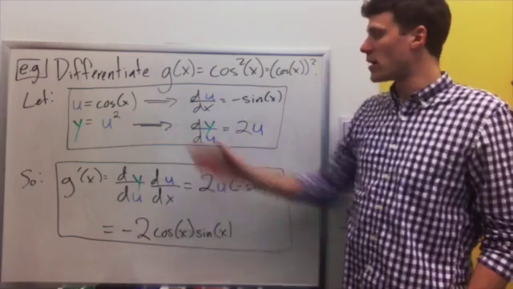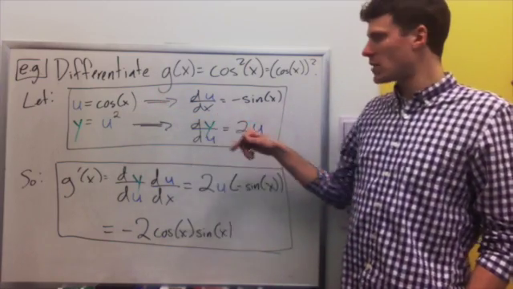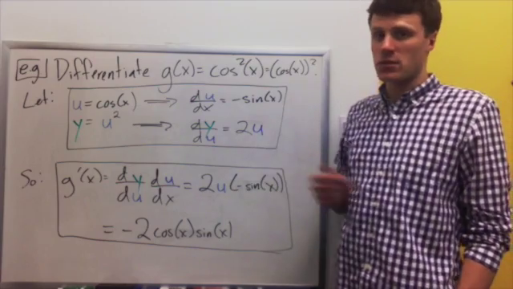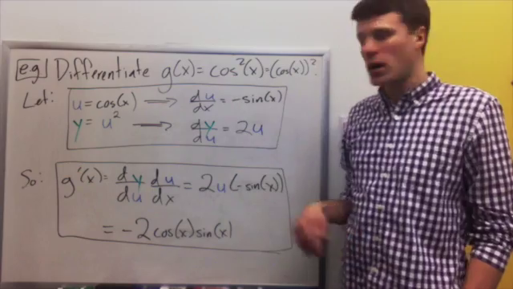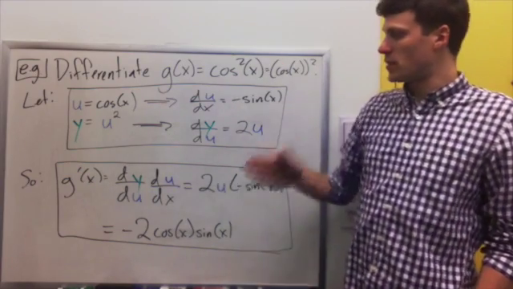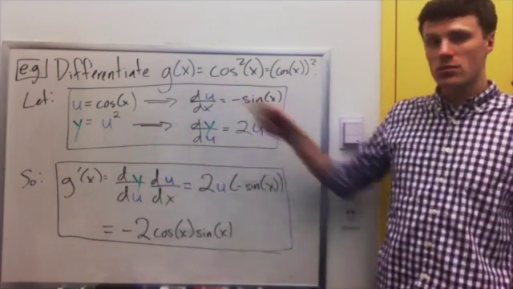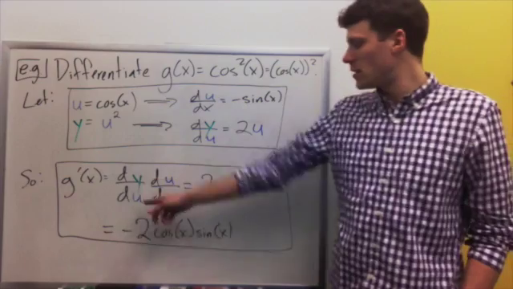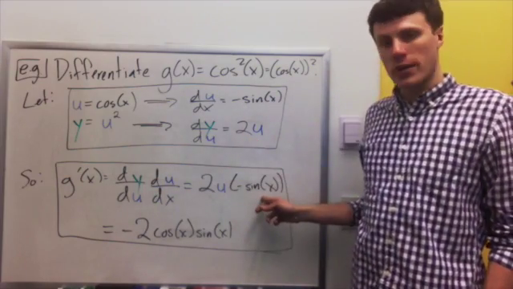Now I need to figure out du dx and dy du. Du dx is negative sine of x. That's the derivative of cosine. And since y is u squared, dy du is 2u. So let's put these together. G prime is therefore, by the chain rule, dy du times du dx. Dy du is 2 times u. Du dx is negative sine of x.